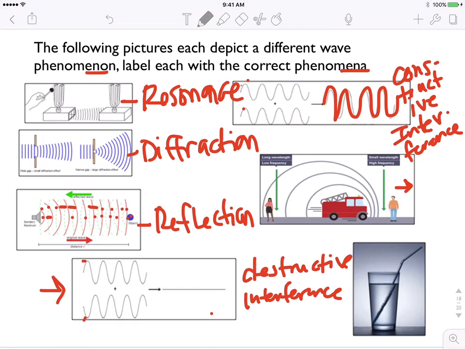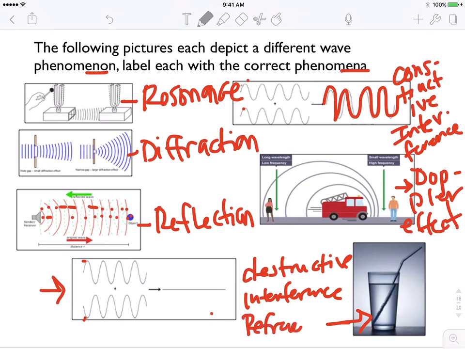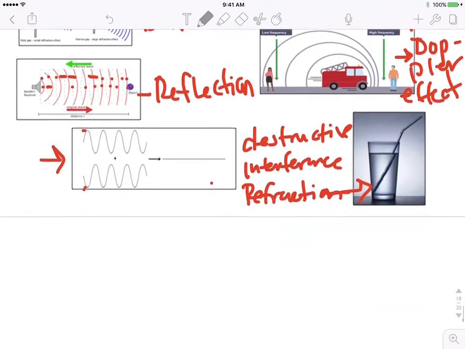All right. This one's easy. We all know this. Doppler effect. And I think that this straw in the glass was a pretty easy one too. We've all been really exposed to this, and this is refraction. Yes? No? All right, guys.